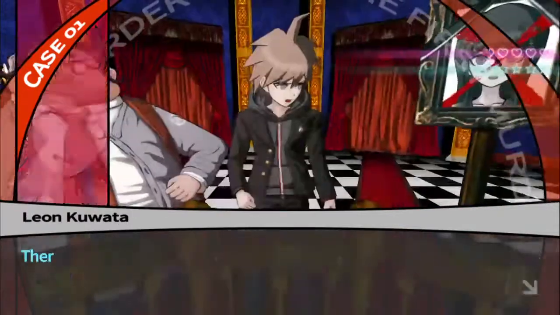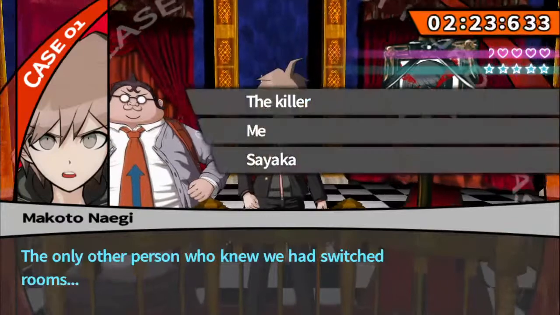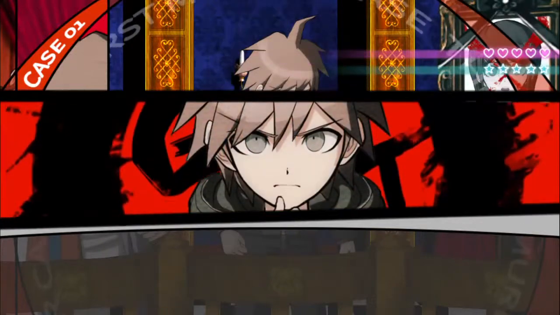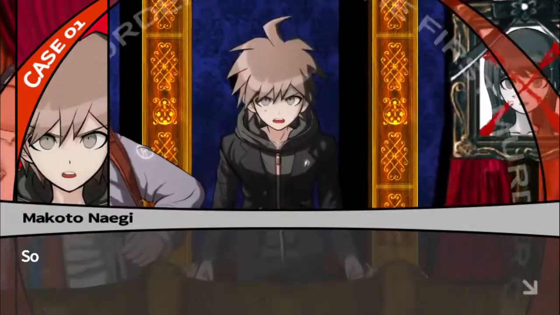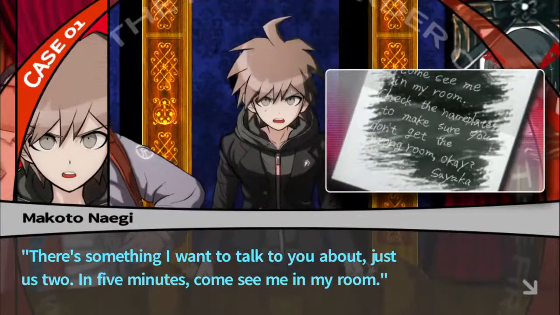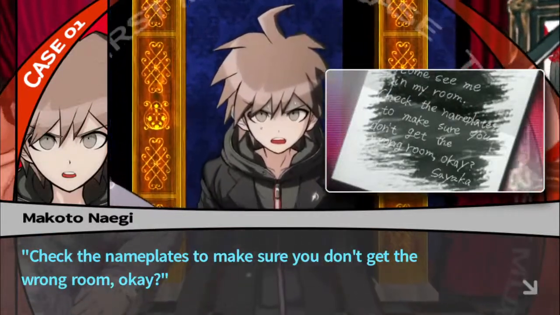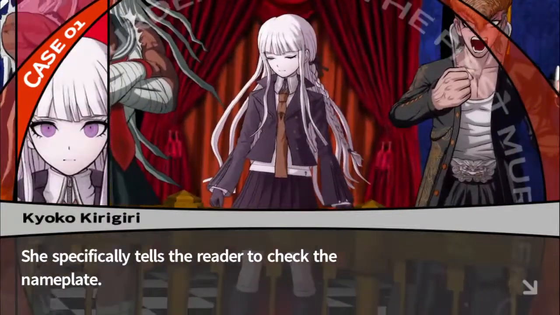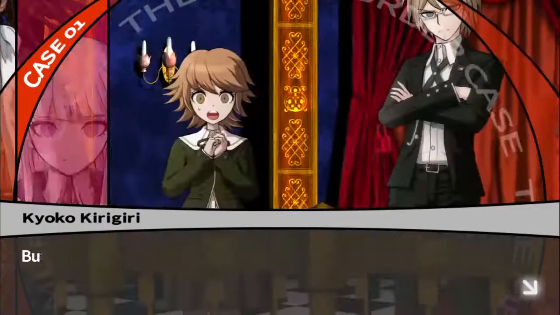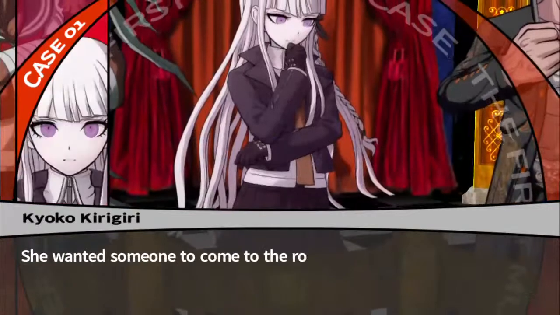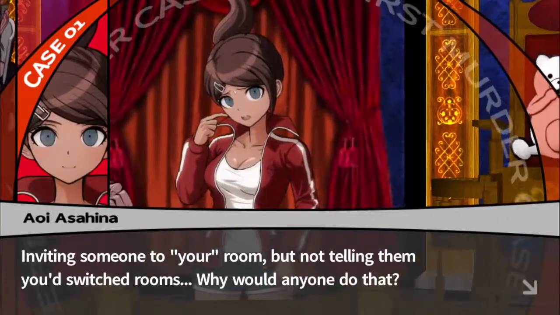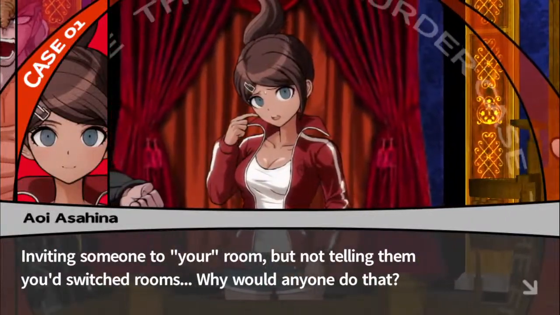Okay, then who did? I got it! Me and Sayaka were the only ones who ever knew, so the only other person besides... You can also infer as much from her note. She specifically tells the reader to check the nameplate. She would only have written that if she knew the name. But why would she switch them in the first place? She wanted someone to come to the room she was in, and also hide the fact that... What? Inviting someone to your room, but not telling them you'd switched rooms. Why would anyone do that?